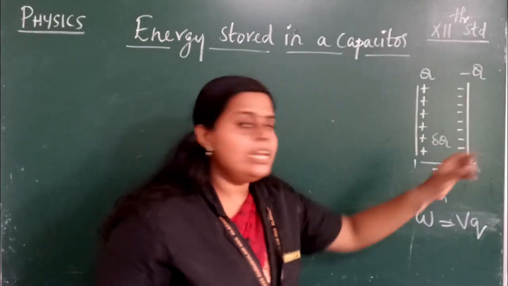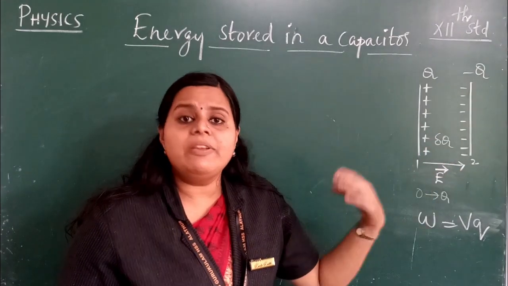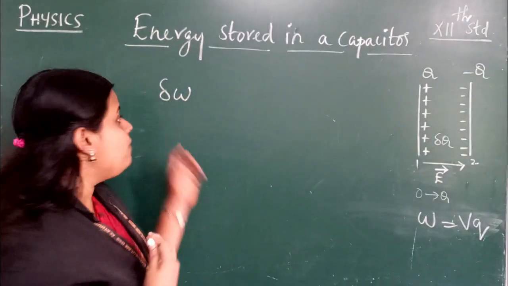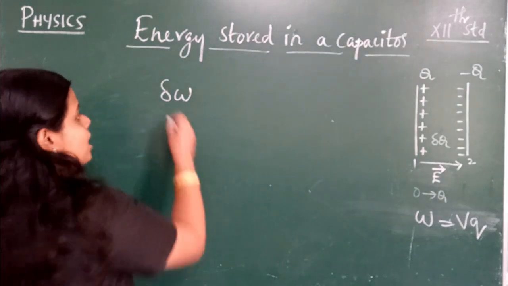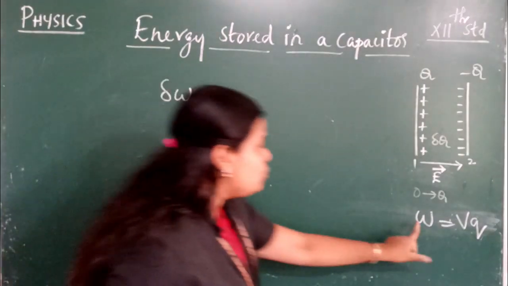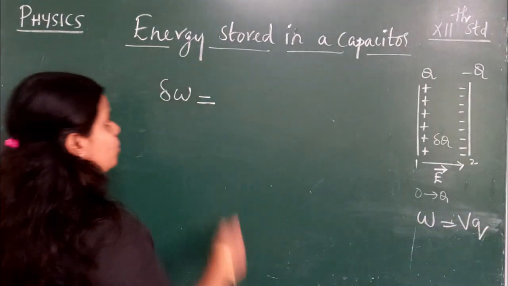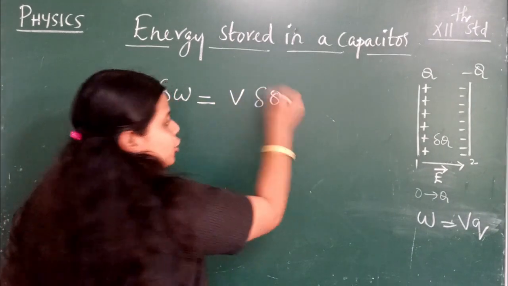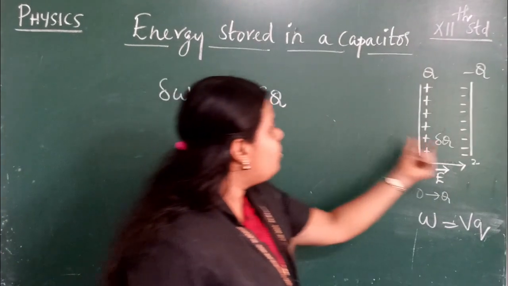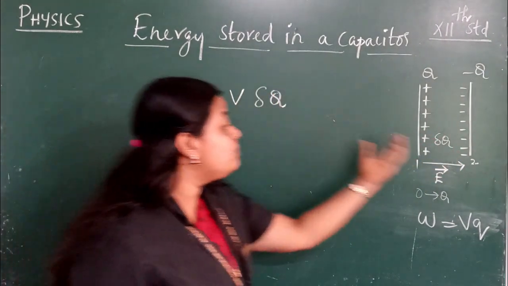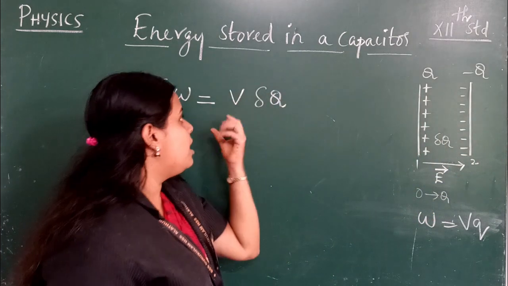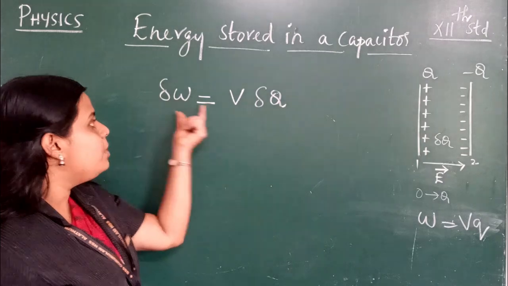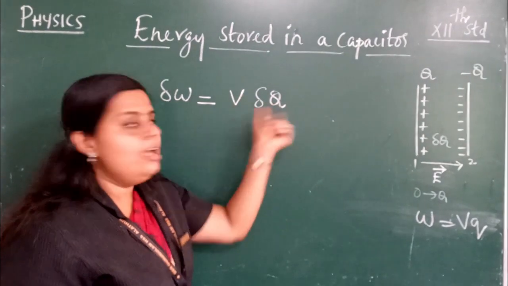Since we are transferring small amount of charges, the work done will be very small, so we can denote it by delta W. So delta W is equal to, actually W is equal to V into Q. So delta W is equal to V into delta Q. Okay, since we are transferring small amount of charges, the work done is the small amount of work done, delta W is equal to V into delta Q.